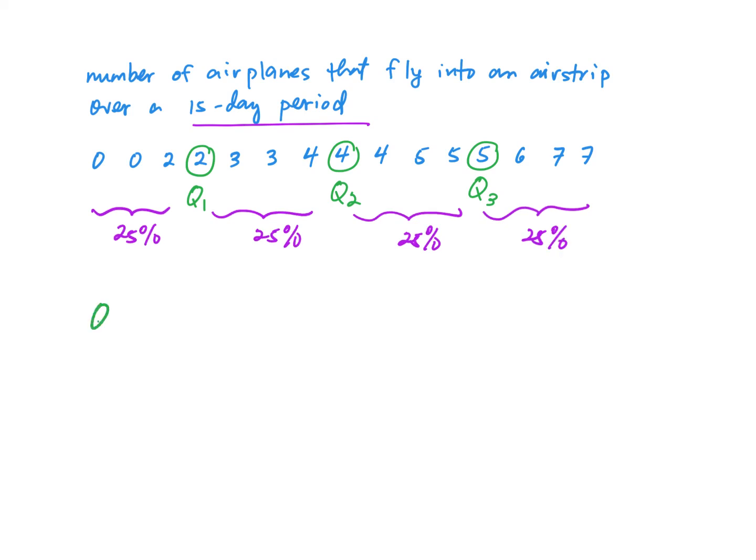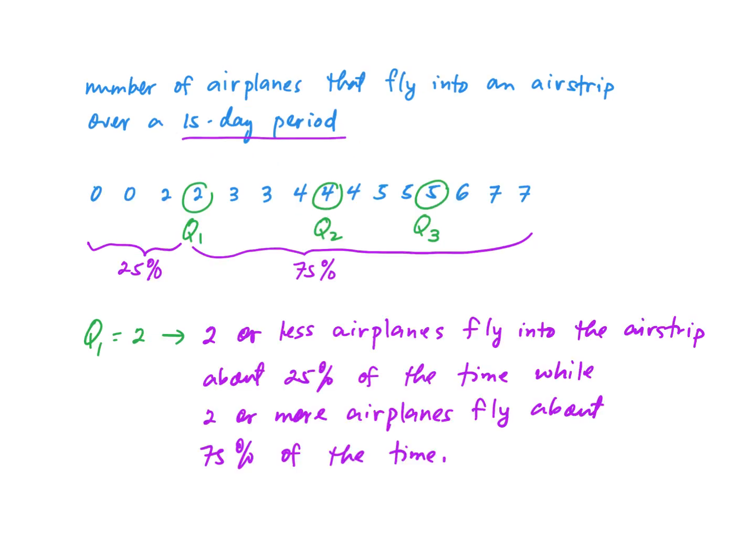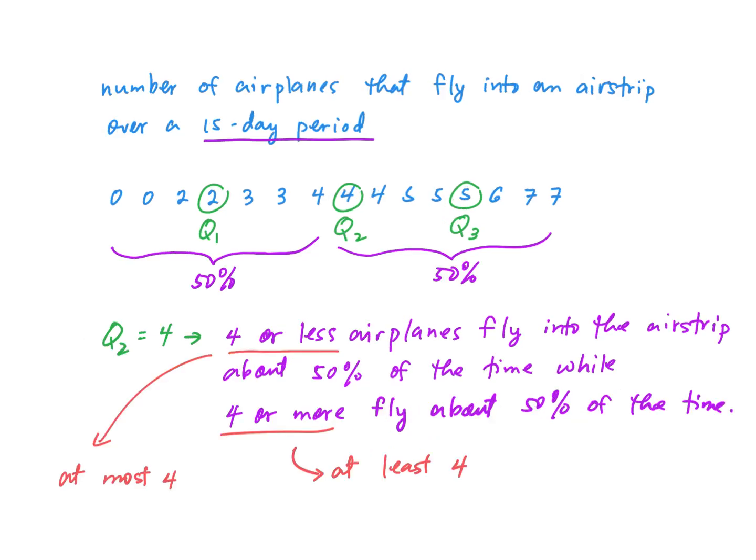So what does Q1 equals 2 mean in this case? We could say that 2 or less airplanes fly into the airstrip about 25% of the time, while 2 or more airplanes fly into the airstrip about 75% of the time. Similarly, for Q2 equals 4, we could say that 4 or less airplanes fly into the airstrip about 50% of the time, while 4 or more fly about 50% of the time.